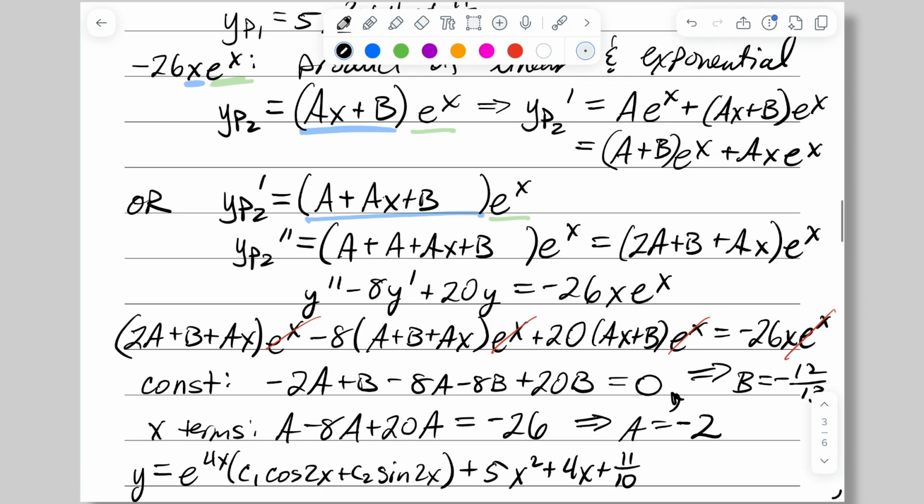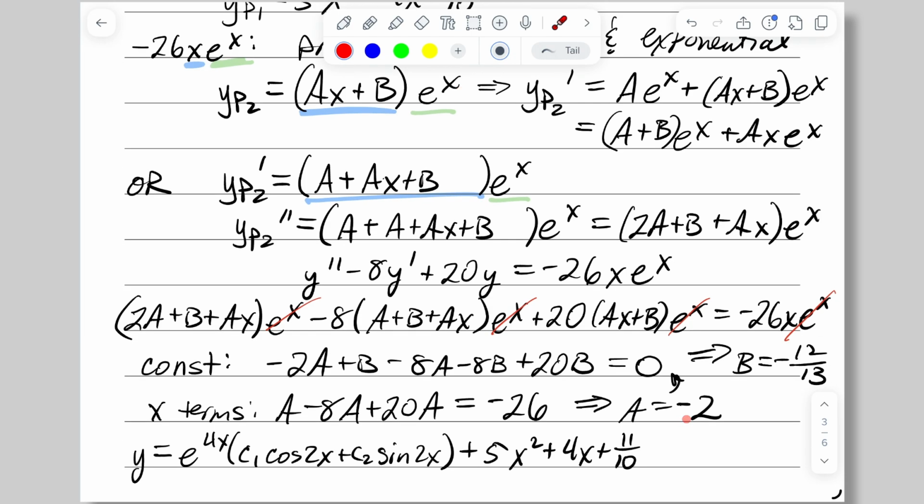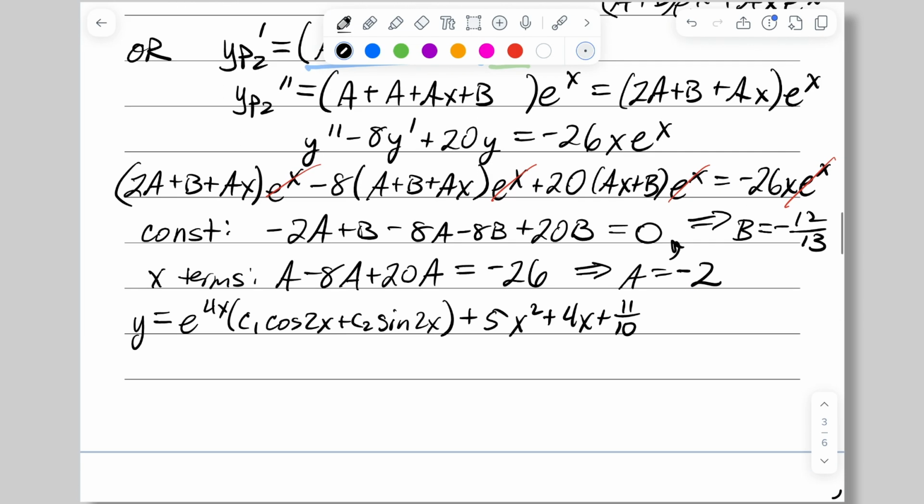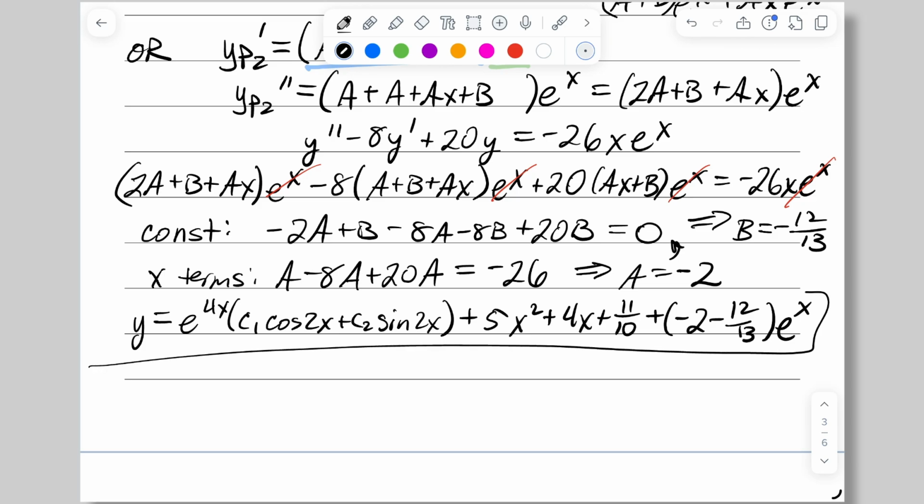Now, our new thing had the form ax plus b times e to the x, where we found that a was negative 2 and b was negative 12/13. So this is going to give us plus negative 2x minus 12/13 times e to the x. And that's the solution to our non-homogeneous differential equation.